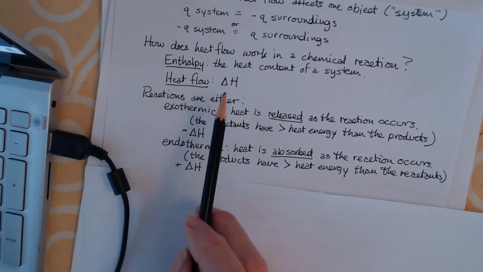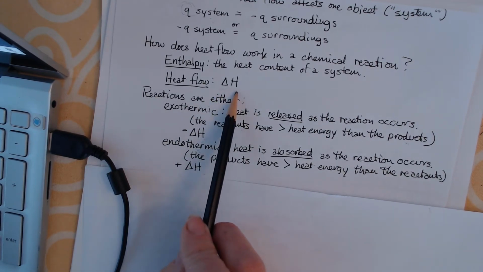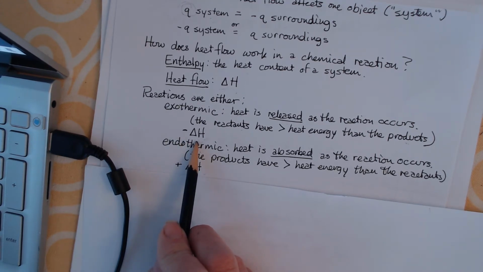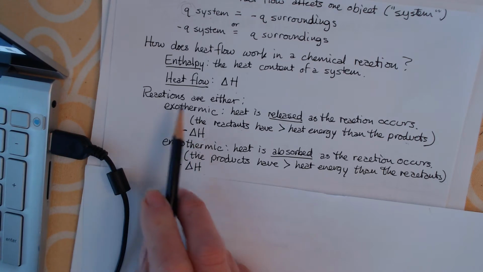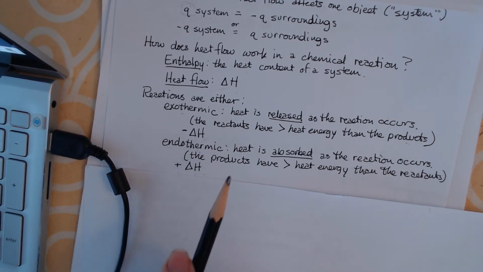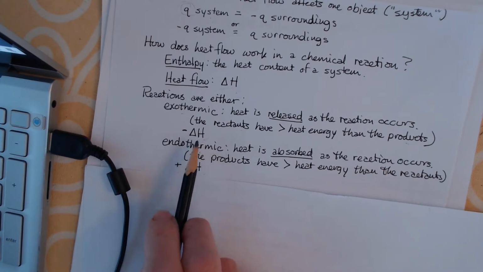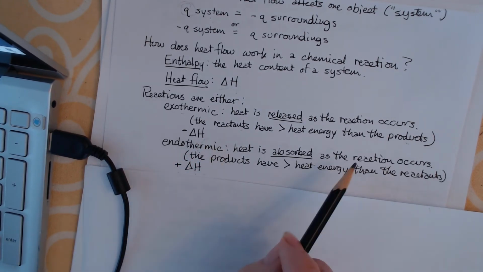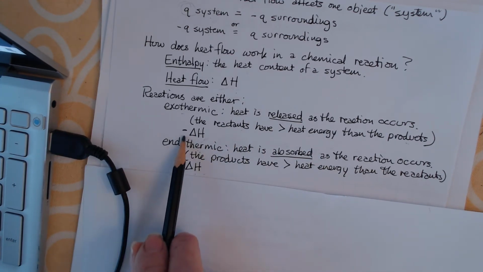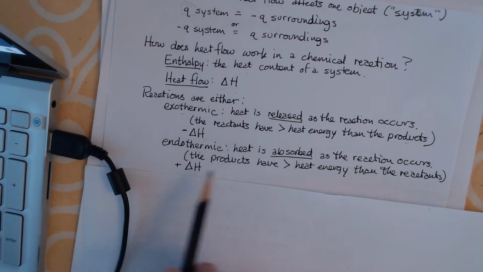Okay? And we annotate the heat flow that takes place in these reactions either as negative delta H when heat is released in an exothermic reaction, or positive delta H if heat is absorbed in an endothermic reaction. And this makes sense, doesn't it? Because what I'm looking at is what's the end result. In an exothermic reaction, heat has been lost, and therefore negative makes sense. In an endothermic reaction, heat's been gained, positive makes sense. All right?